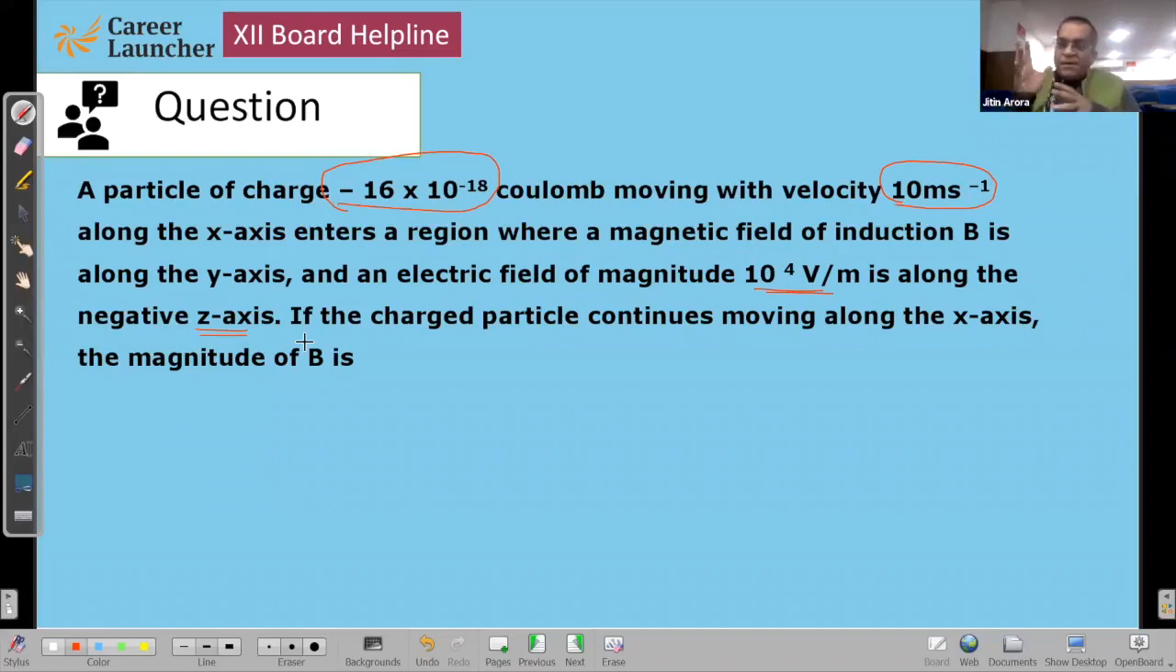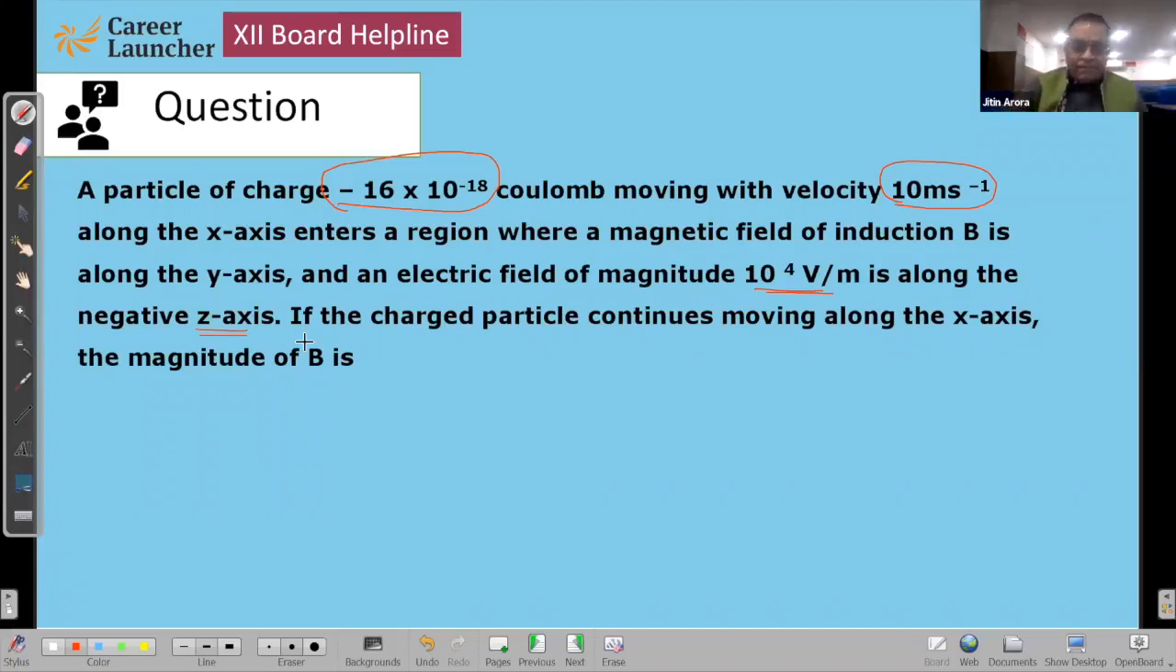And if the charged particle has to move along the same direction as it was earlier, its direction or magnitude is not changing, its speed is same and constant, it means that these two forces must be balancing or cancelling out to give you a net zero force. तो उस बात को ध्यान में रखते हुए क्वेश्चन सॉल्व करना है.